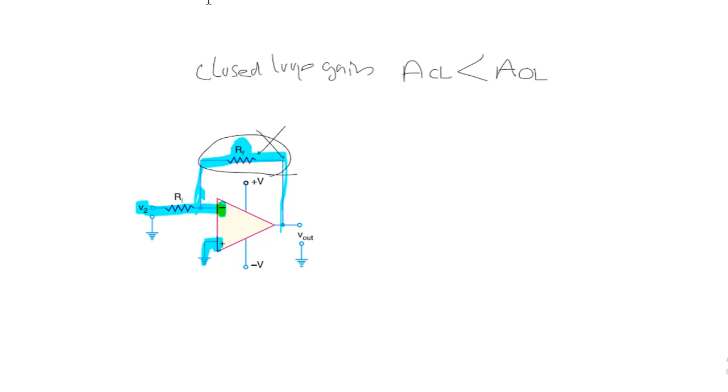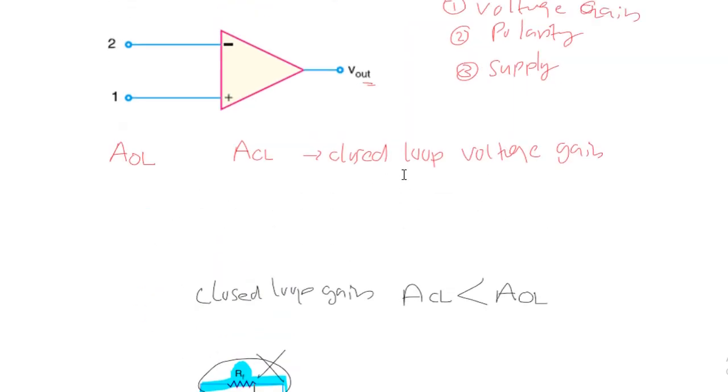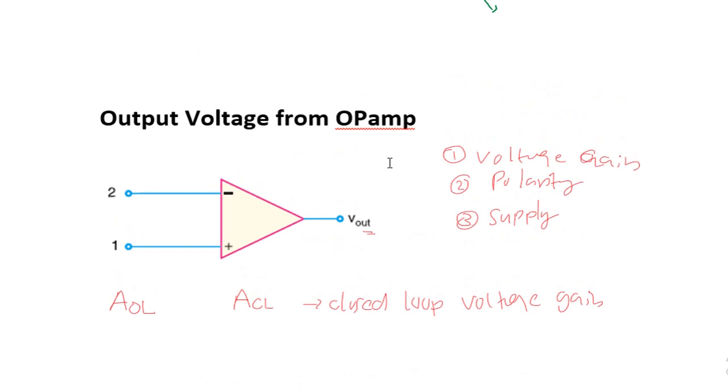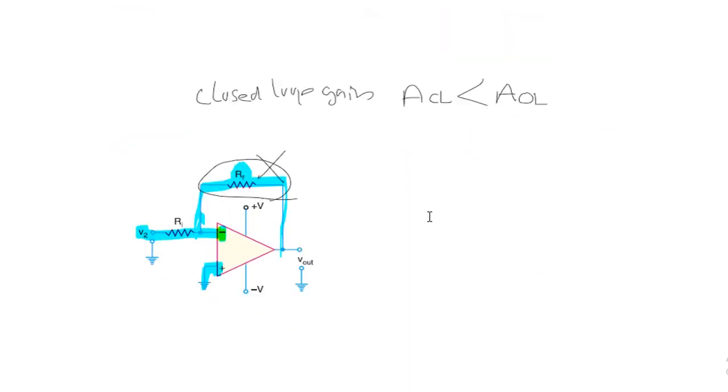Now second thing the output voltage depends on is the polarity relationship between the inputs. So what is the polarity relationship? Suppose this is represented as V1 and this is V2, then the output voltage will be equal to gain times V1 minus V2, because an operational amplifier is a differential amplifier. This we have already discussed. So output is A times V1 minus V2.